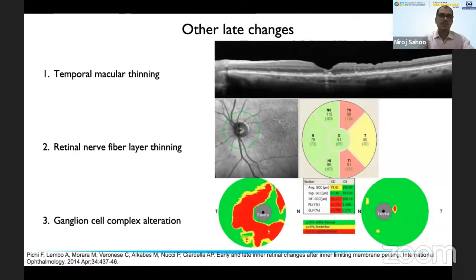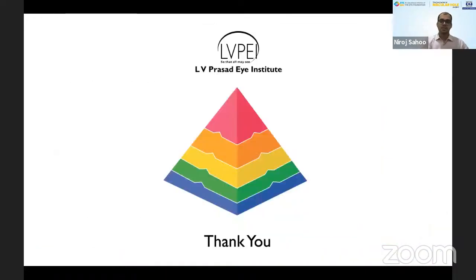A few other changes include temporal macular thinning, retinal nerve fiber layer thinning, or GCL complex thinning. These are some of the indices that can be used pre-operatively or post-operatively. It's up to us to decide which to use in clinics. Thank you.